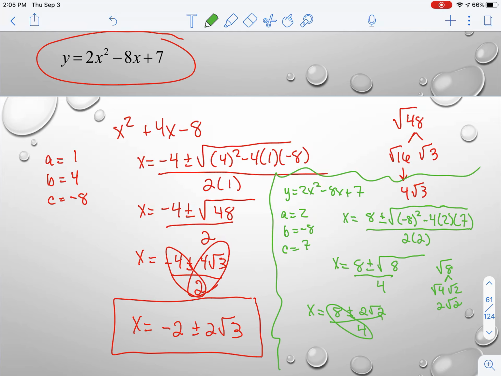8 divided by 4 is 2. And then 2 divided by 4 right here is 1/2. So they would say root 2 over 2.